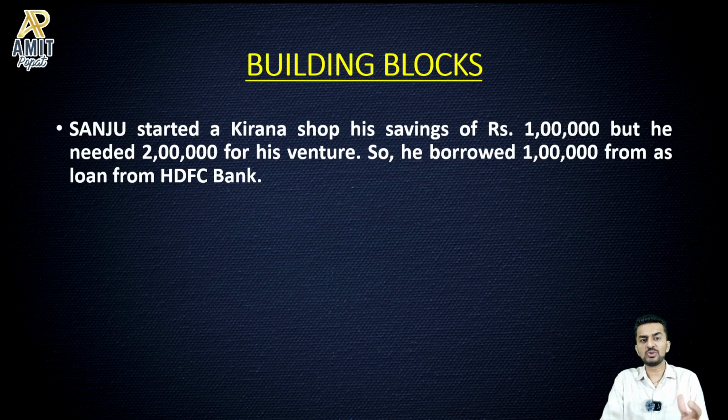It goes like this: Sanju started a kirana shop. He wanted to start a kirana shop. He had a saving of rupees 1 lakh. So he is bringing 1 lakh rupees to the business. That is what we call owner's capital, owner's equity. I'm making you familiar with the technical terms. But he needed 2 lakh rupees. So what did he do? He borrowed 1 lakh rupees from HDFC Bank. So we are building blocks. I'm trying to explain each and every term. This 1 lakh is called owner's equity, and the 1 lakh that is borrowed from HDFC Bank is called long-term debt or non-current liabilities.